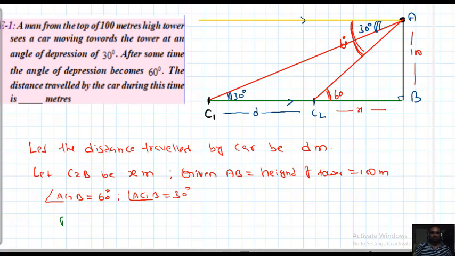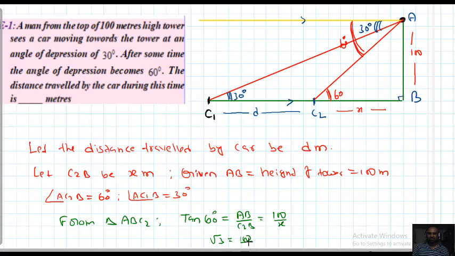Okay, first of all take the smaller triangle ABC2. In this triangle, tan 60 degree equals opposite side AB by C2B, that is root 3 equals 100 by X, or X equals 100 by root 3. Leave it, this is taken as result one.